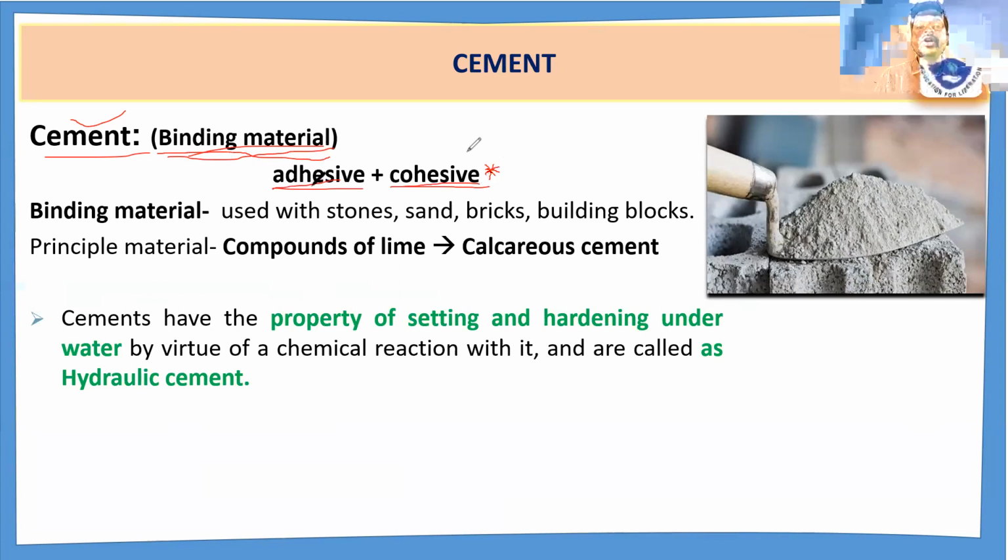So what do you mean by binding material here? Binding material is nothing but we can attach two materials. We can attach or bind any other two materials by using this material. And after this point, I have mentioned two terms, adhesive and cohesive property. So what do you mean by adhesive and cohesive property here? Can anyone answer this question?